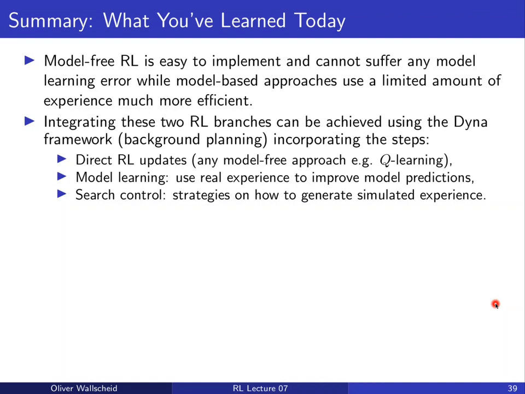So we do additional learning in the background in between two real interactions with an external environment, and the three basic steps of the Dyna framework were the direct reinforcement learning update, which could be any model-free approach. In our case, we have today focused on Q-learning and therefore Dyna-Q. We have model learning, so how to use real experience in order to improve model predictions, which we can use for indirect reinforcement learning. And then the question about search control, how to distribute also updates, and therefore strategies on how to generate simulated experience. And this was largely linked to the question of how to speed up the learning process.